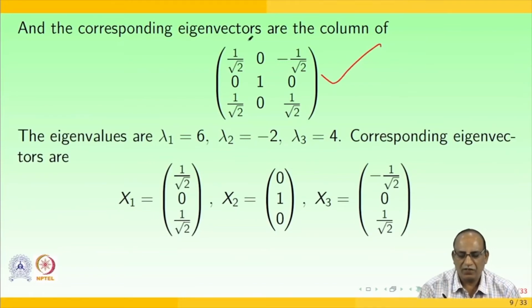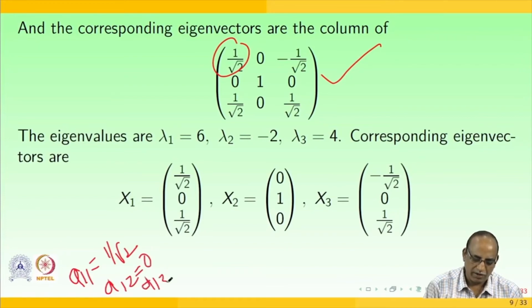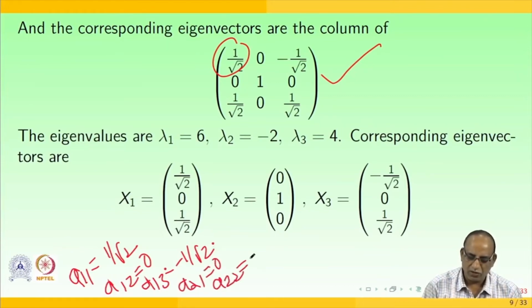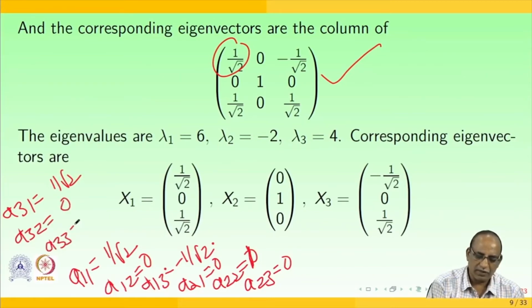You see here the first entry A11 is 1 over root 2, A12 is 0, A13 is minus 1 over root 2, A21 is 0, A22 is, sorry, it is 1, A23 is 0. Similarly A31 is 1 over root 2, A32 is 0, A33 is 1 over root 2.